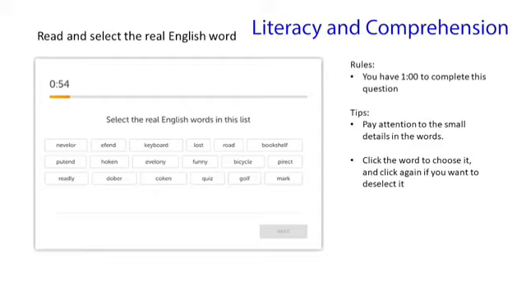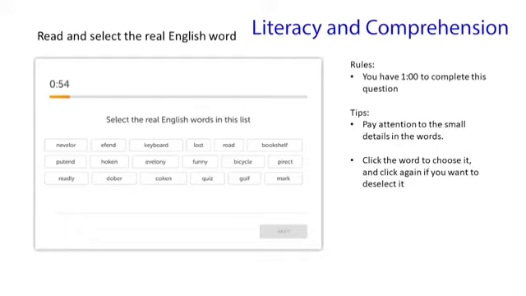You have 1 minute to complete this question, and that means once you see the slide, the timer starts and you have 1 minute to read and click the ones that you think are actual English words. Now, this one can be tricky because you have to pay attention to the small details in the word.